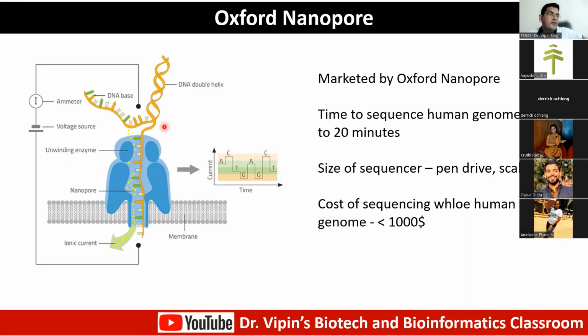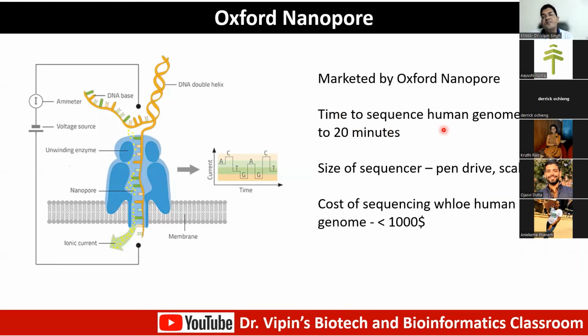What you simply do is unwind a piece of DNA and force it through a nanopore, which is placed in an electric field. Based on the fluctuations in current as the nucleotide passes through the sensitive position, you will have the sequence translated into ATGC, right? So this is Nanopore, marketed by Oxford Nanopore.